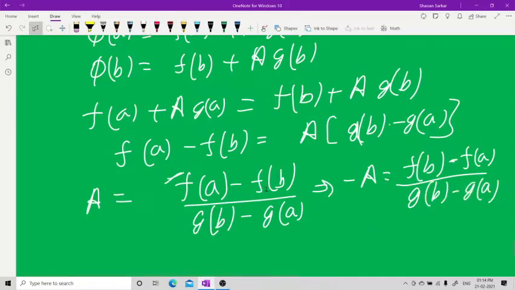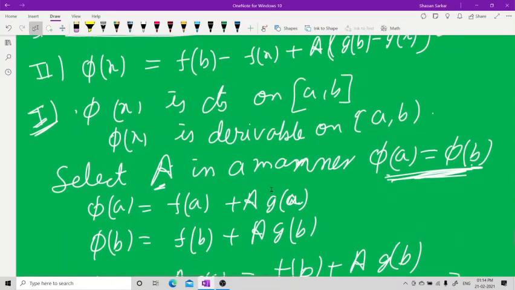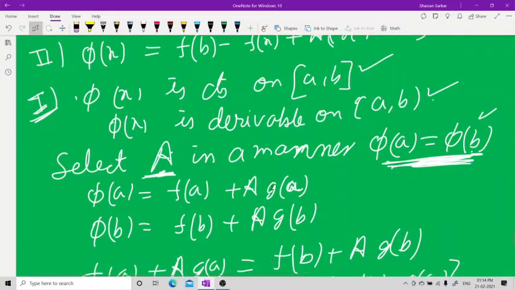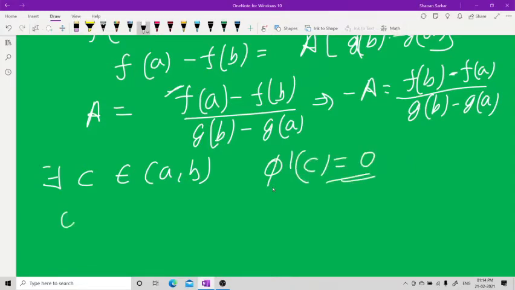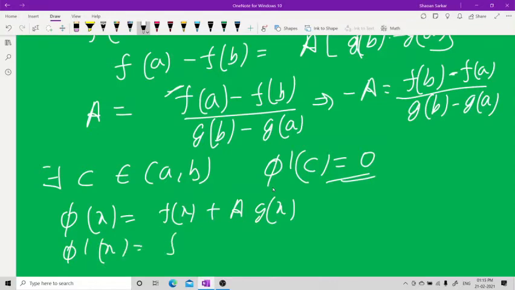Now, since all the conditions of Rolle's are satisfied, the first condition, the second, and phi a equal to phi b has taken place. I have selected a in such a manner. मैंने a को ऐसे करके select किया कि रोल third condition verify हो गया. So that's why we can use, therefore, we can use c belonging to (a, b). Rolle's last condition is that phi dash c is 0. So what is phi of x? Phi of x is fx plus a gx, differentiate, phi dash x is f dash x plus a g dash x.